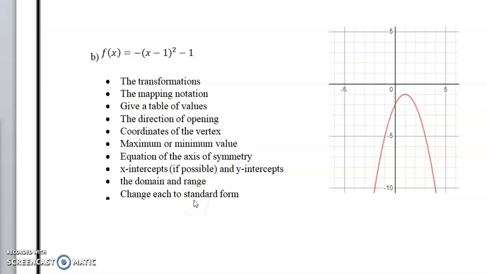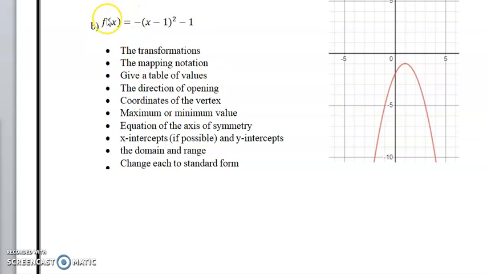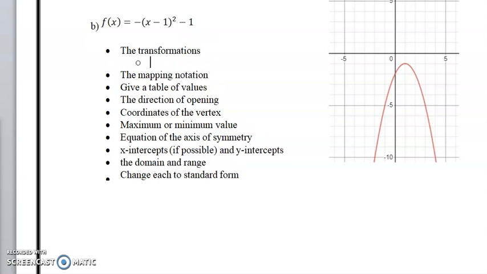Hi everybody, welcome back. We're going to do another example with this graph. You'll see here's the equation. I've graphed it for you, and we're going to list the transformations and whatnot again. So just more practice doesn't hurt.